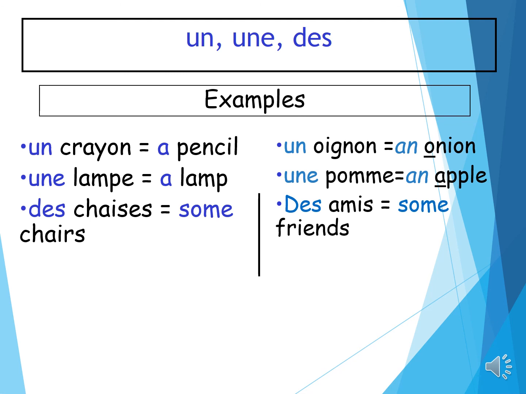Because crayon, pencil, is masculine in French, we are using un crayon. Lampe is feminine in French, we are saying une lampe. And chaises, they are feminine, but here they are plural, that's why we are using des chaises. Oignon is masculine and singular, we are saying un oignon. Une pomme, apple, is feminine in French and it is singular here, so we are using une pomme. Amis, friends, they are plural, that's why we are using des amis.